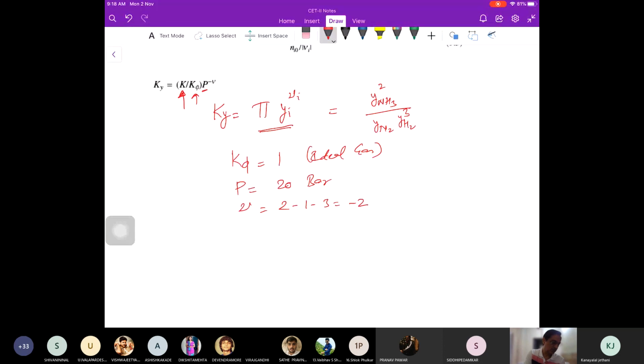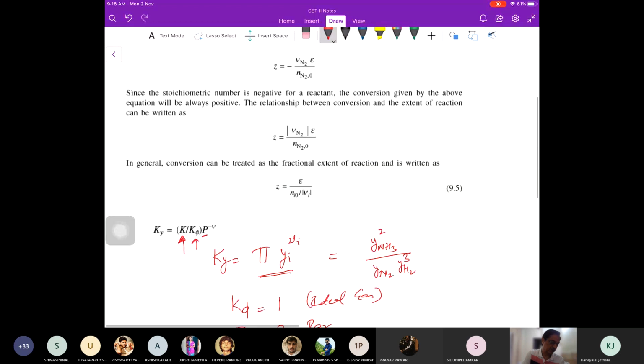So we know everything here, right? So if you can write this in terms of epsilon. So how do you write this in terms of epsilon? Because ultimately we want to find epsilon, right? Here we know this. What is Ni0? What is the value of Ni0?